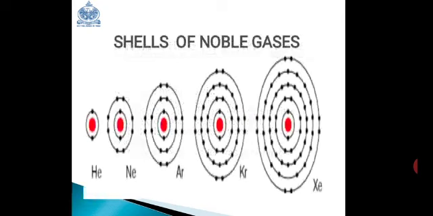Shells of noble gases, you can see their outermost shells are complete. Helium has 2 electrons in its valence shell and it is completing its duplet. And neon, argon, krypton and xenon have 8 electrons in their valence shell and their octets are complete.